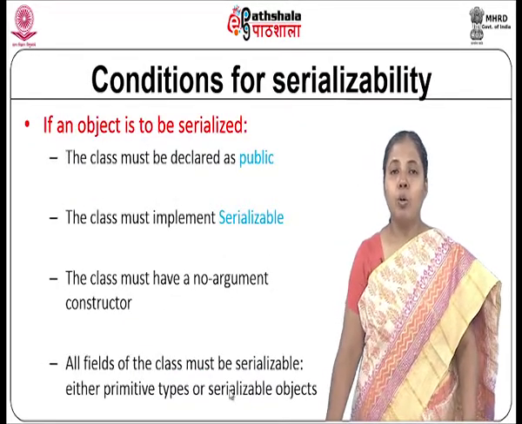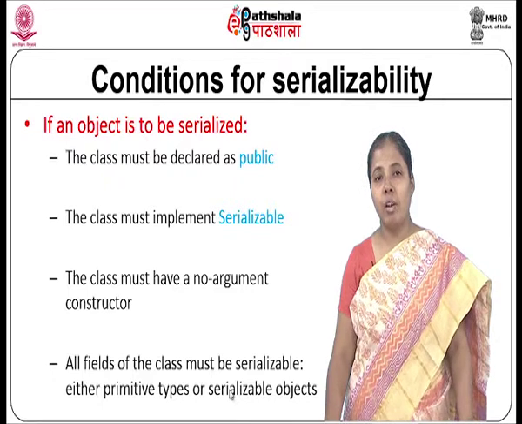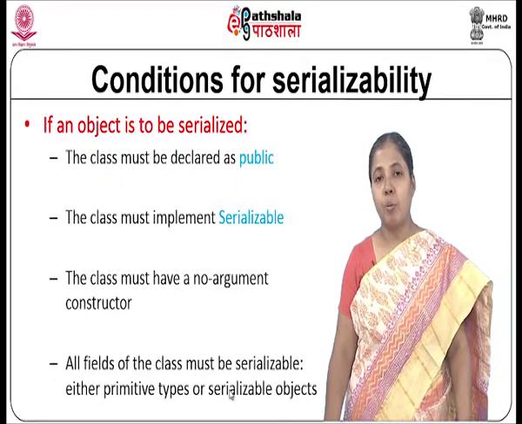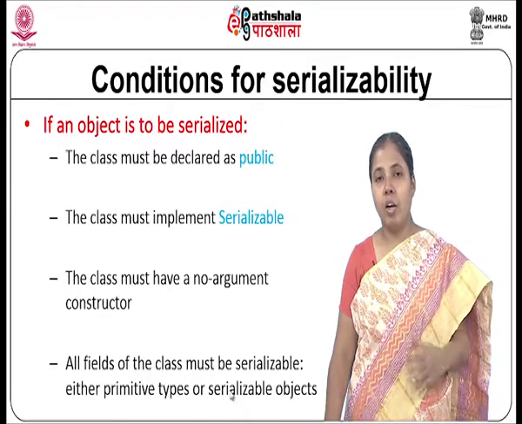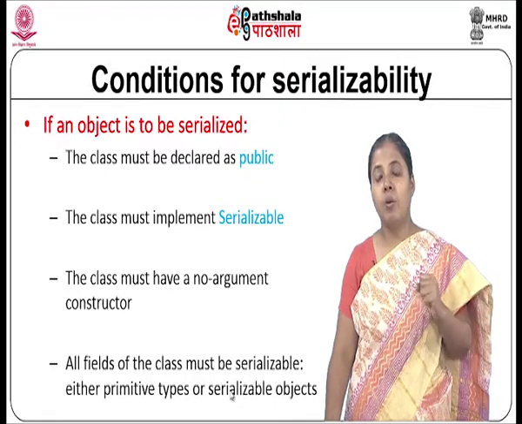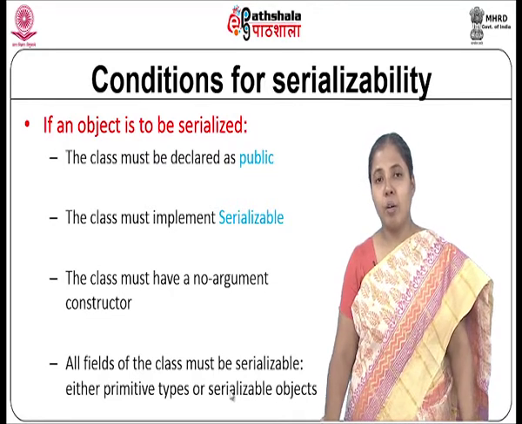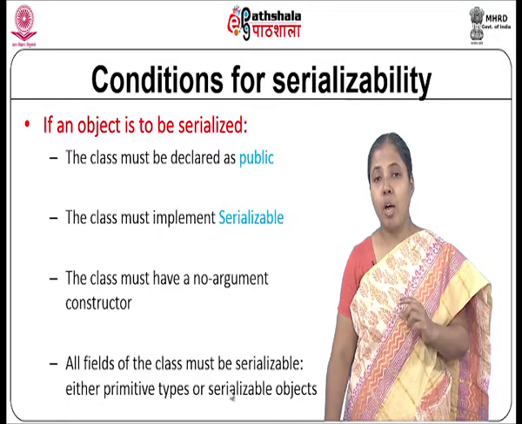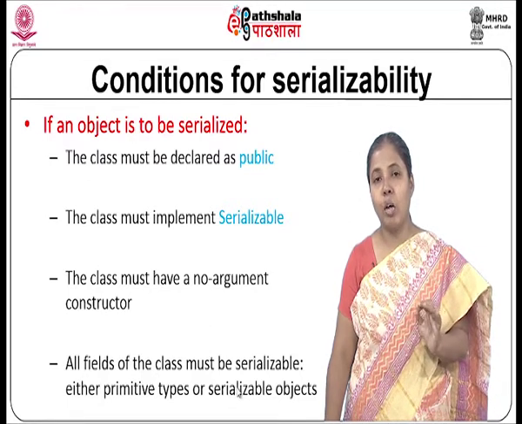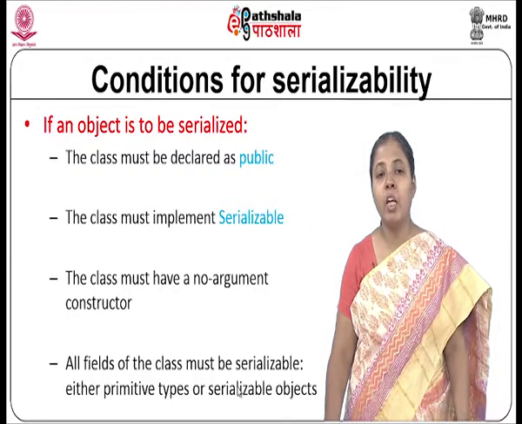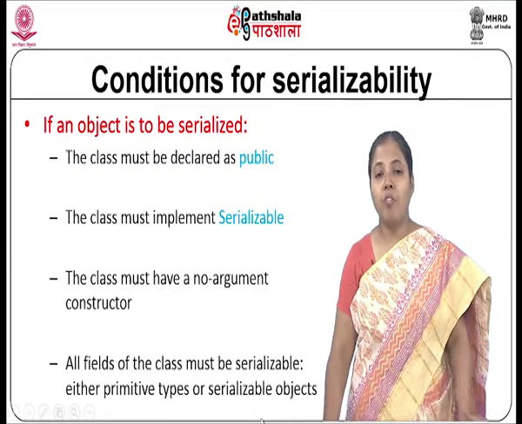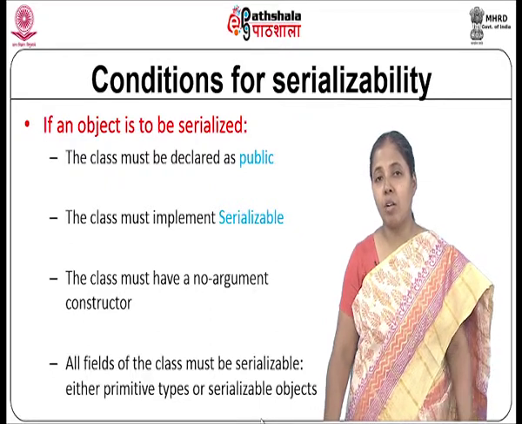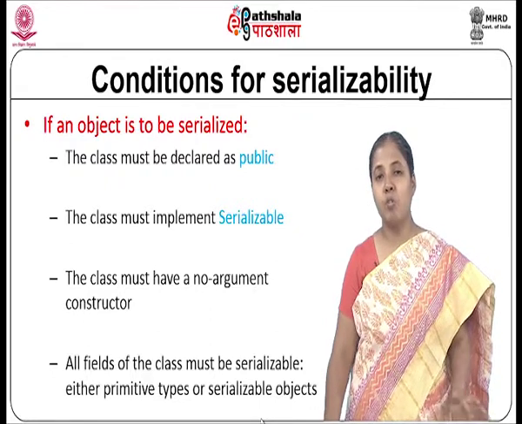Now, in order to make an object serializable, when a class implements the Serializable interface, the class has to be declared as a public class, and the class should have a no-argument constructor. So, you will have one constructor without taking any parameters, and all the fields of the class must be serializable, which means that we should not have any transient variables or static variables within this class.